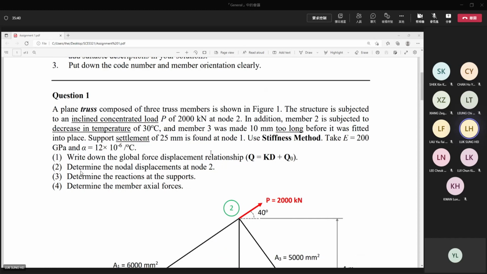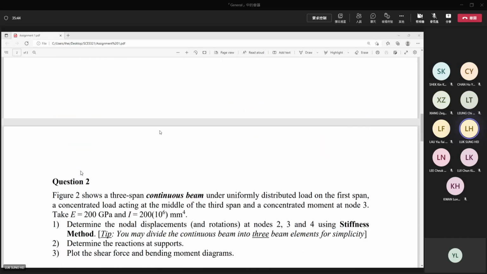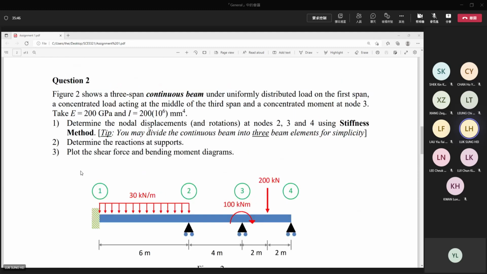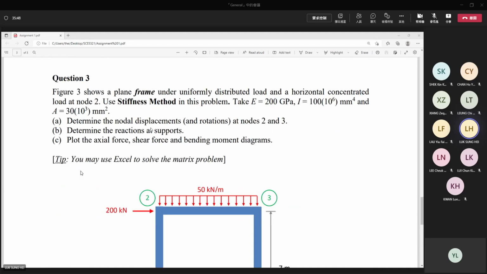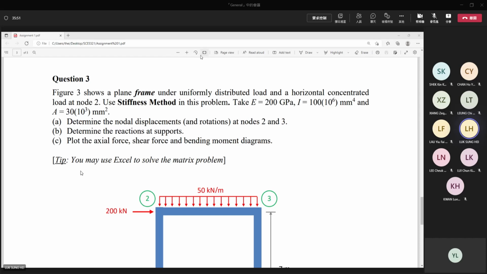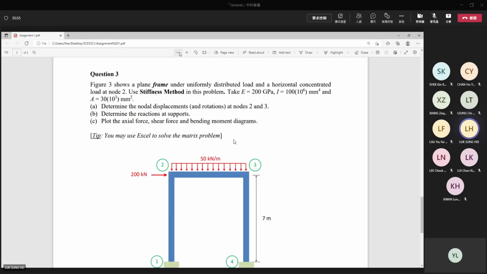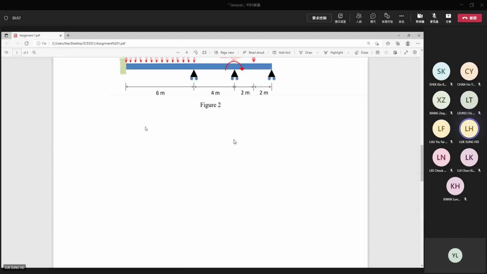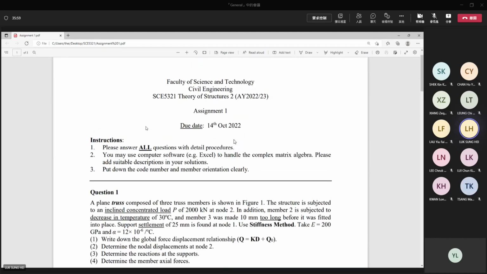There are 3 questions. The first one is about truss analysis using Sybas method. The second one is beam analysis using Sybas method. And the last one, frame. Now you should be able to finish all 3 questions. We have similar examples in our notes or tutorial, right? Any questions you want to ask me regarding this assignment?